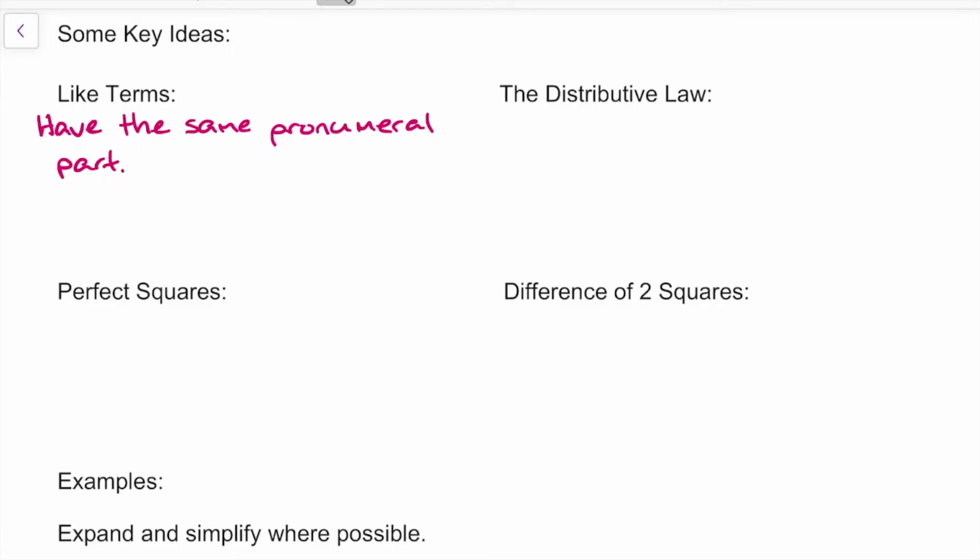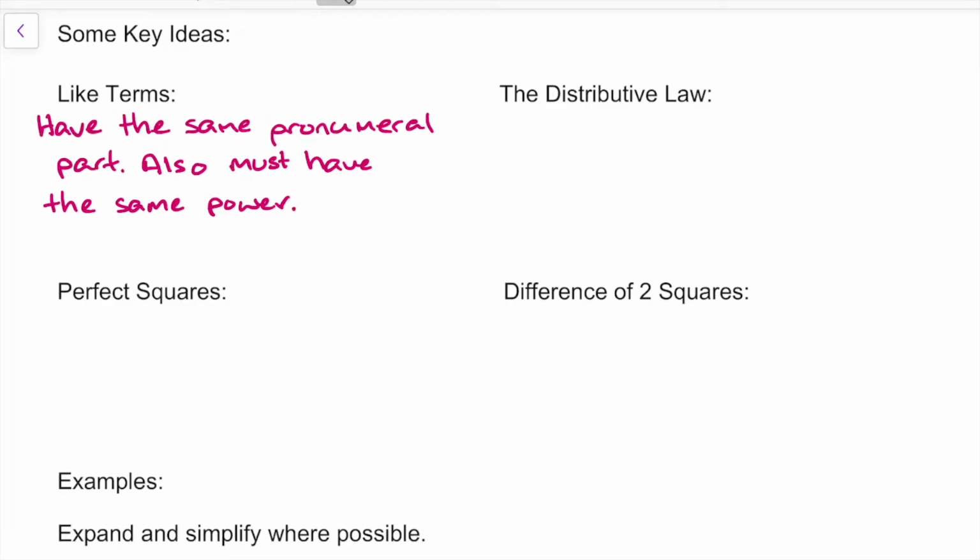So if there's more than one pronumeral in there, so it's like A and B, then all of the terms have to have both A and B. They also have to have the same power. So they need to also have the same power. So x squared is not a like term with just x, okay? So that's what we are looking for.